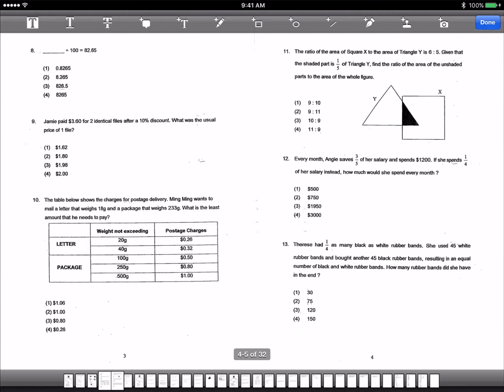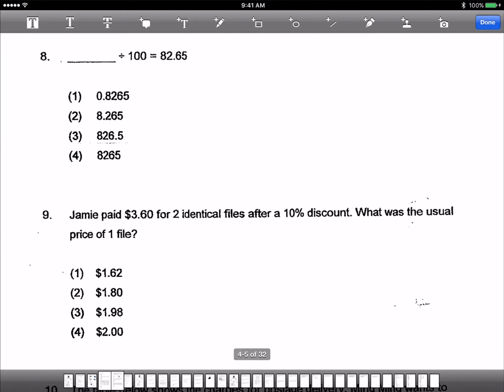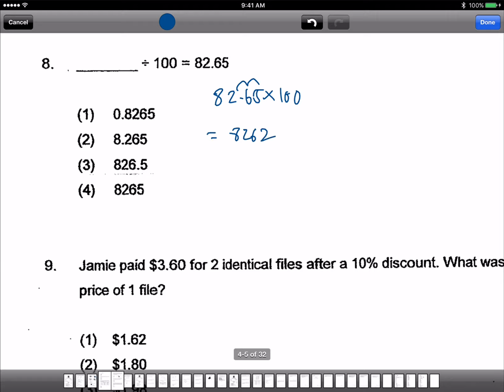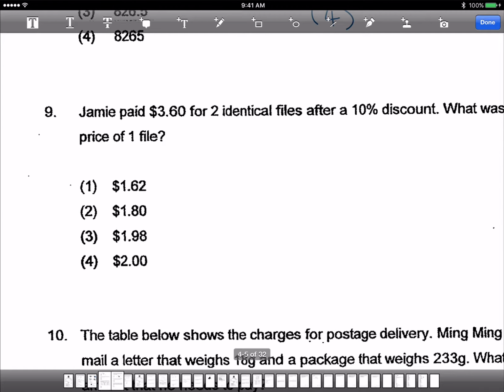Next. Something divided by 100 equals 82.65. We do the reverse. We take 82.65 times 100, which gives me 8265, as the decimal point moves by 2 places. So the answer is 4. Right, next.